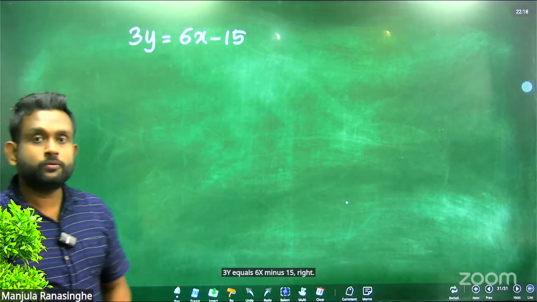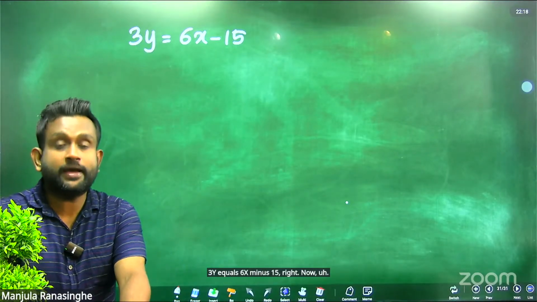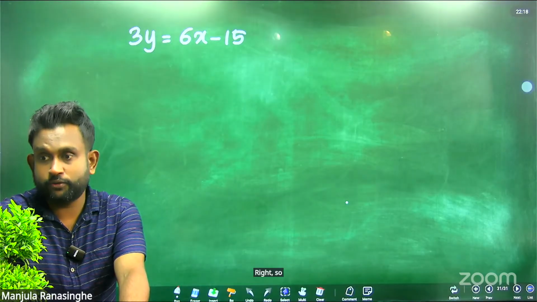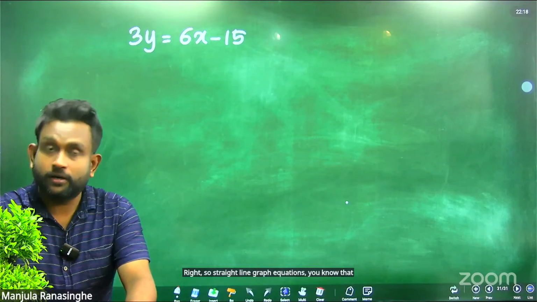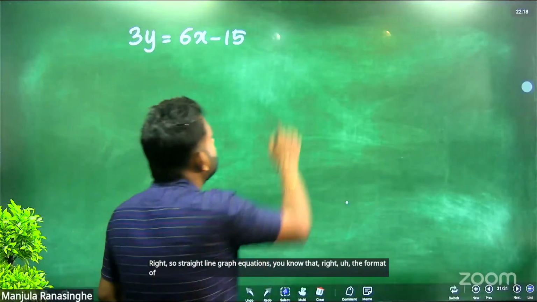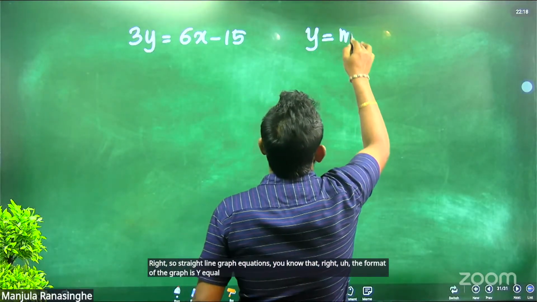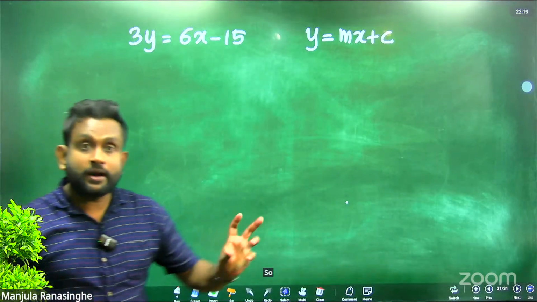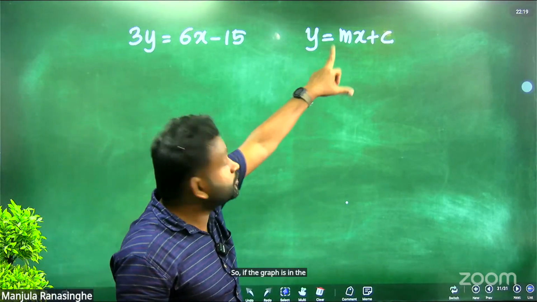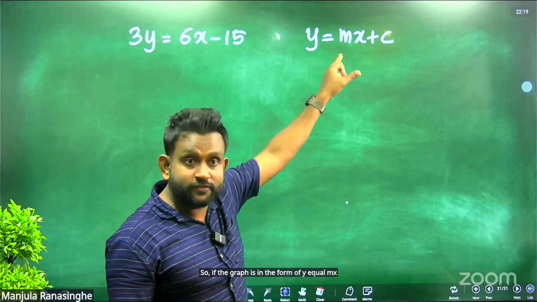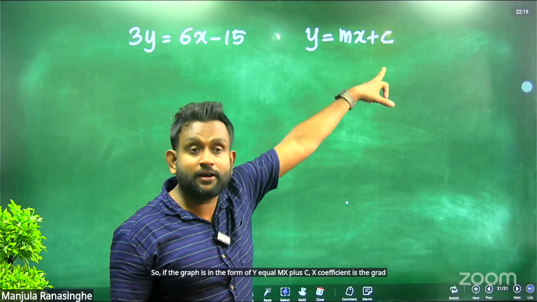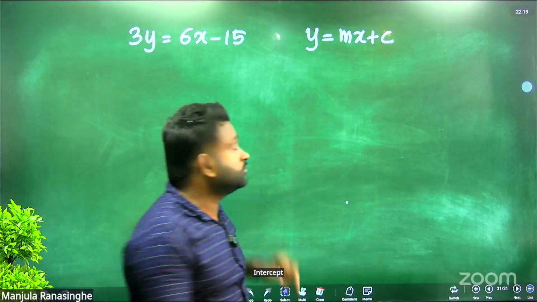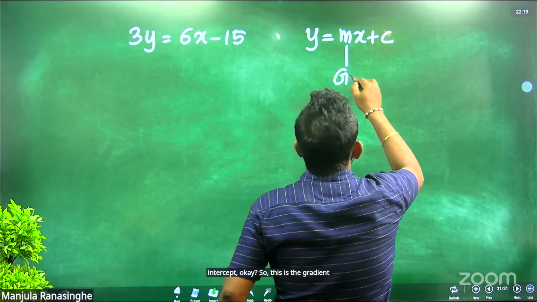Now, this is a straight line graph equation. Right? So straight line graph equations, you know that, right? The format of the graph is y equal mx plus c. So if the graph is in the form of y equal mx plus c, the x coefficient is the gradient and thereafter the constant is the intercept. Okay, so this is the gradient, this is the intercept.